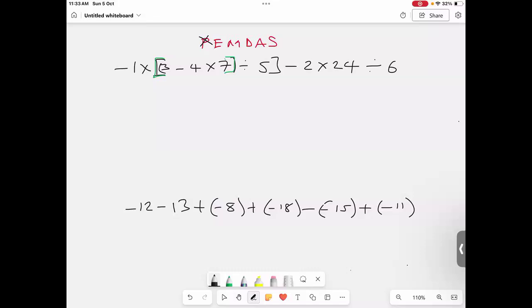rule in the parentheses. So as you can see here, naturally, there's a subtraction sign and a multiplication sign. Multiplication takes precedence over subtraction. So we're going to go ahead and work out 4 times 7 is 28. And then 3 minus 28 is negative 25.